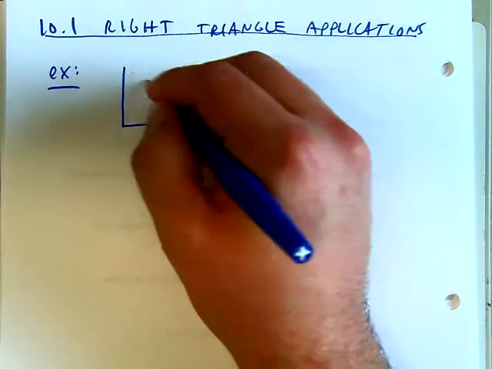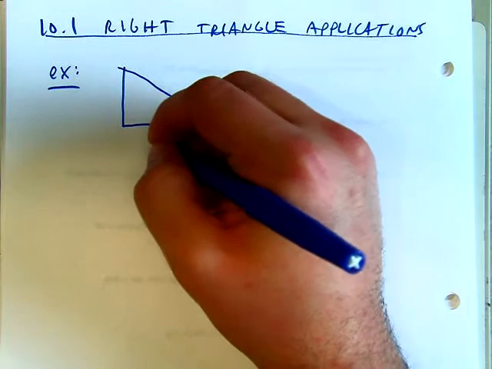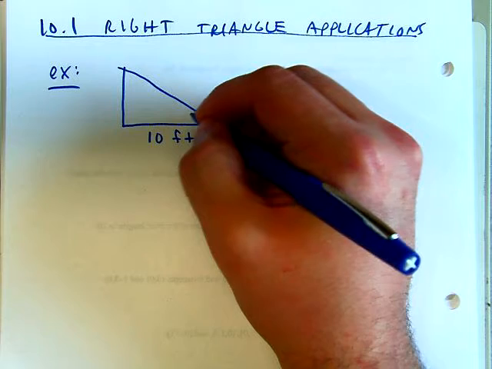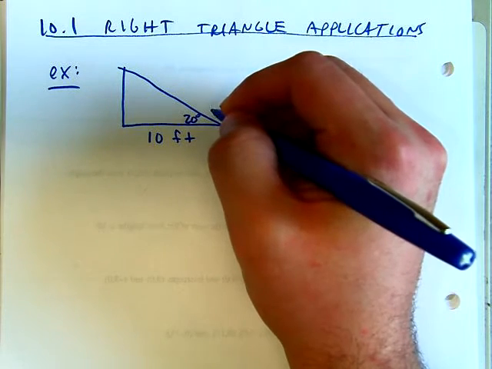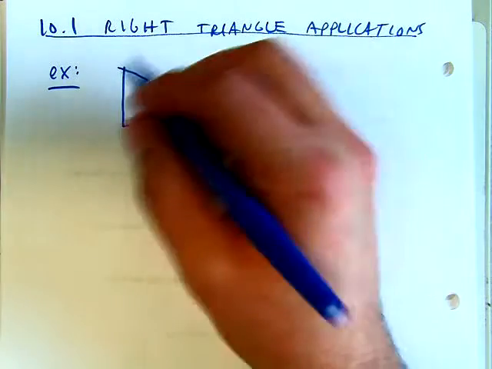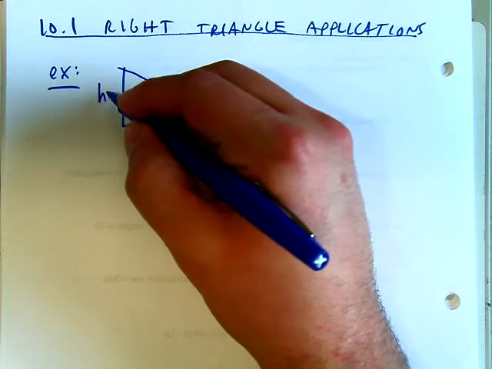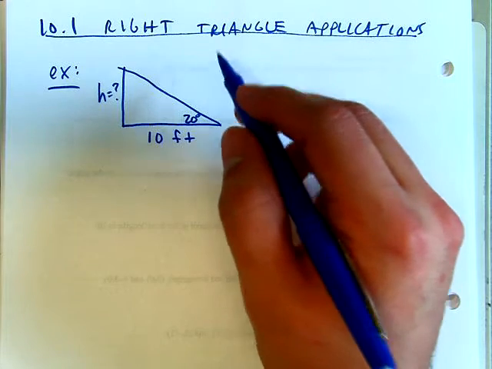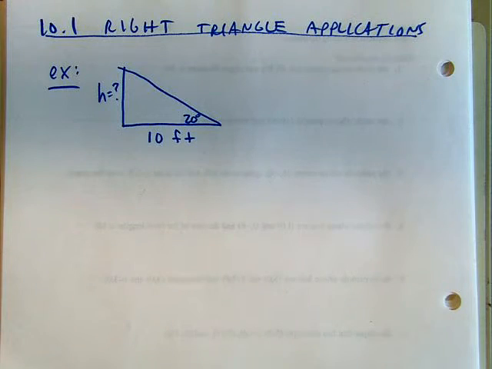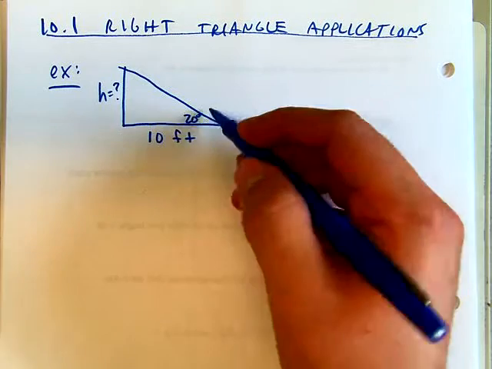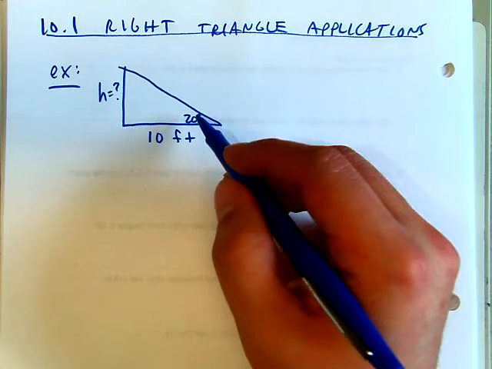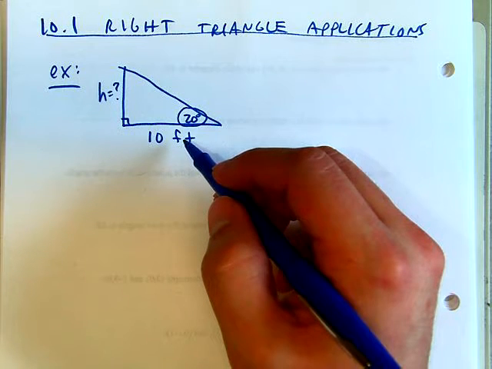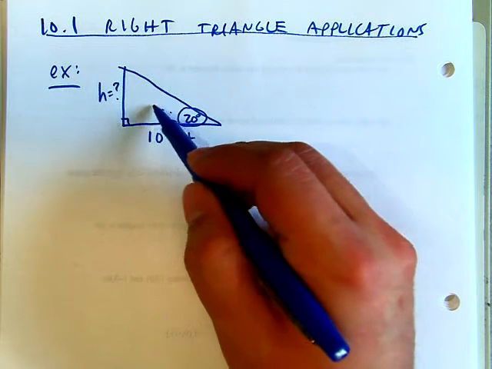For example, if you have a triangle like so, let's say this is 10 feet, and let's say this is a 20-degree angle, and maybe you're asked to find this height. Or maybe you need to find the hypotenuse, but either way, you already have a way to do this. In geometry, for some of you a couple years ago, for some of you last year, you paid attention to the angle, which is right here.